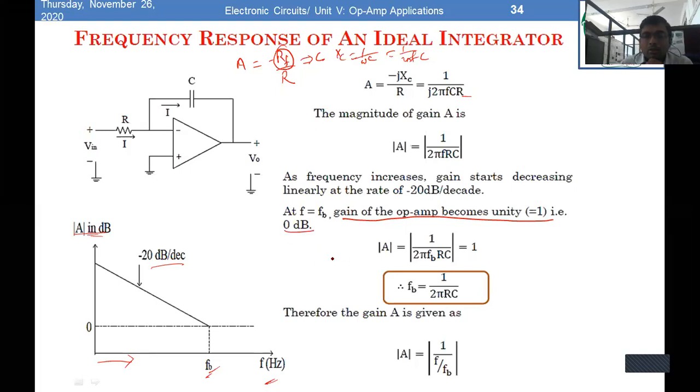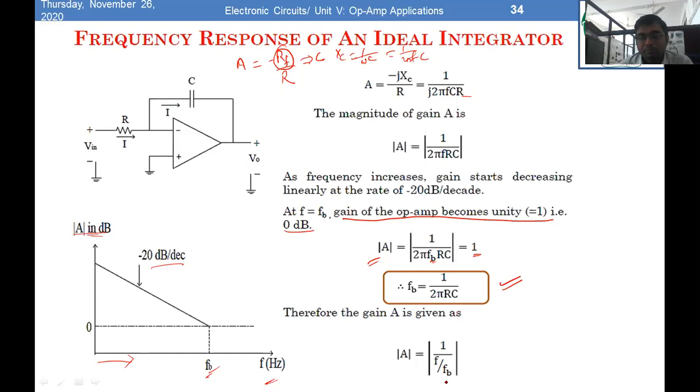So you can take the amplitude of this, and we know that when the frequency is replaced by FB, the gain would be equal to 1. So FB would be equal to 1 upon 2 pi RC. This is a very important formula for unity gain frequency. And if you substitute the value of FB in this gain equation, you would find that the magnitude of gain is 1 upon F upon FB, where FB is 1 upon 2 pi RC.